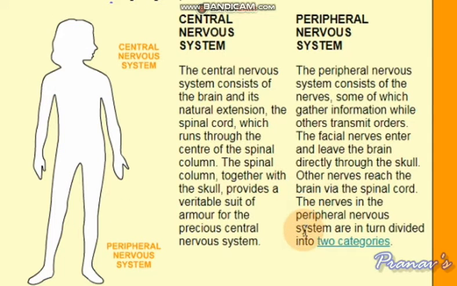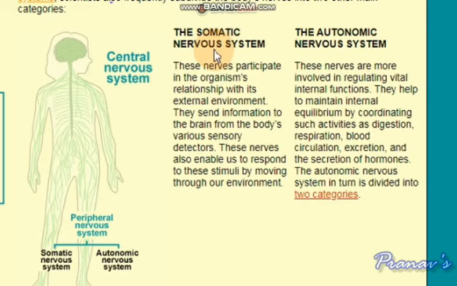Now we will see the two categories of peripheral nervous system, the somatic nervous system and the autonomic nervous system. The somatic nerves participate in the organism's relationship with its external environment. They send information to the brain from the body's various sensory detectors. These nerves also enable us to respond to these stimuli by moving through our environment.